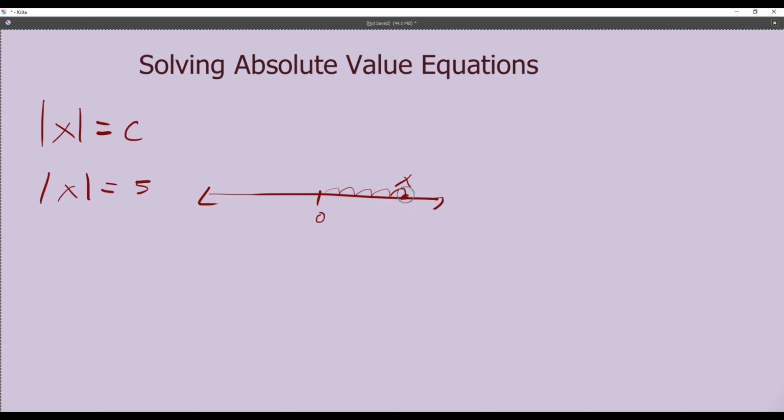Okay, so what does x have to be? Well, you go 5 places away from 0, you get 5. But it's not just 5, right? It's 5 to the other side also. The distance is also 5, right? So x is also here. So x is also negative 5. Okay, so that's the idea of absolute value.